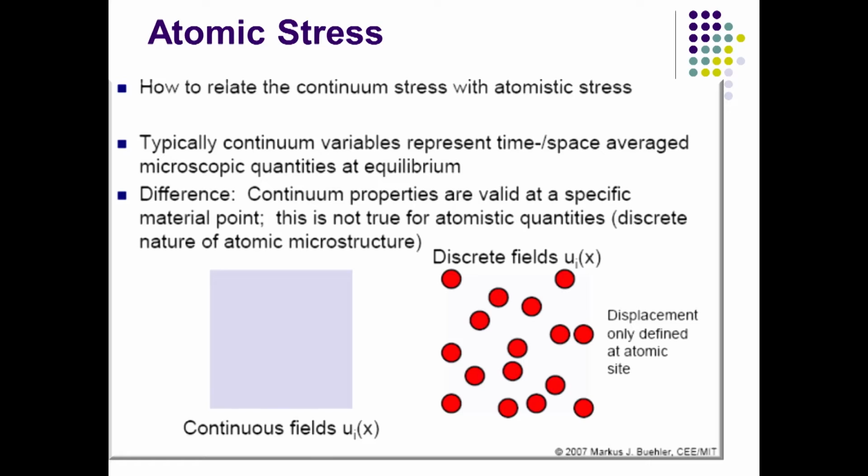The difference between the atomic stress and the continuum stress is that continuum properties are valid at a specific material point. This is not true for atomic quantities, because of the discrete nature of the atomic microstructure.